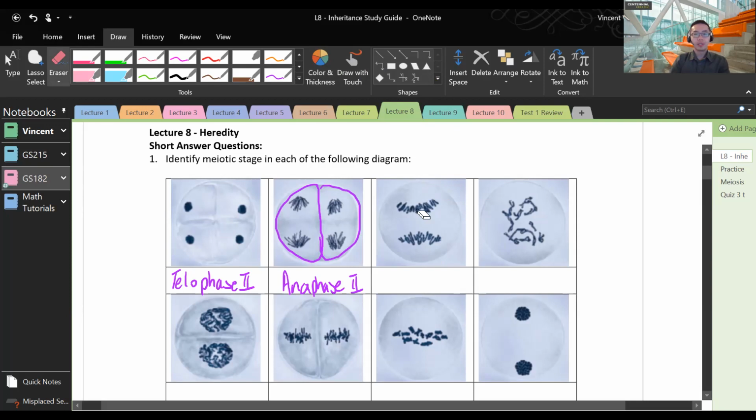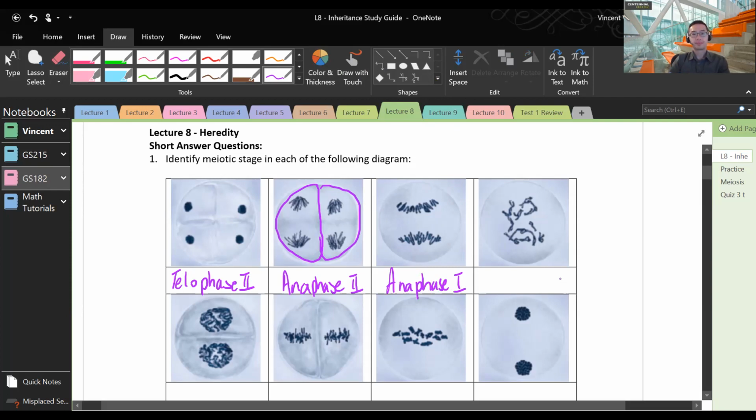Okay, so over here, we don't see any division. This is still a single cell, and we see the chromosomes being pulled to the opposite ends. So this would be anaphase, anaphase number 1.